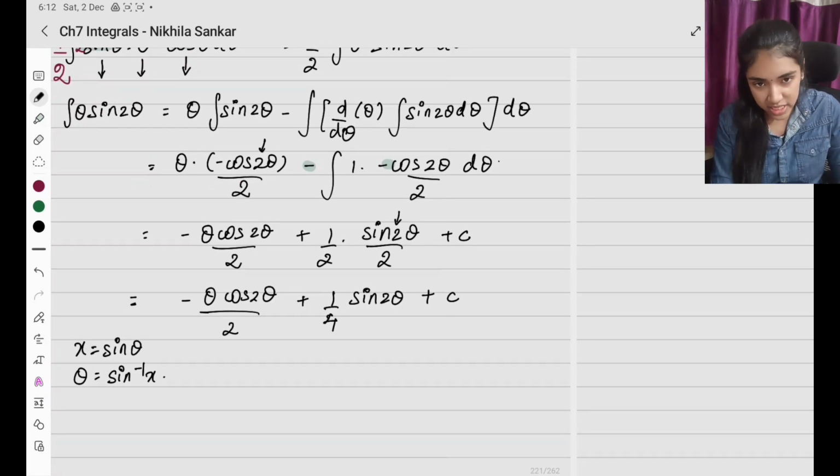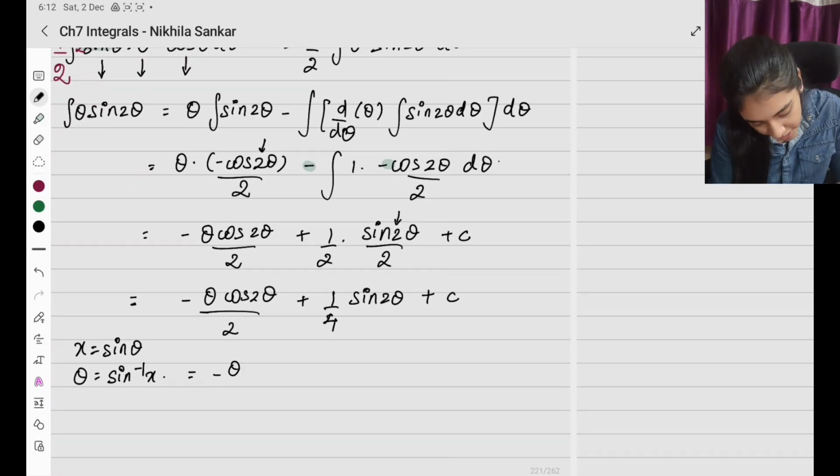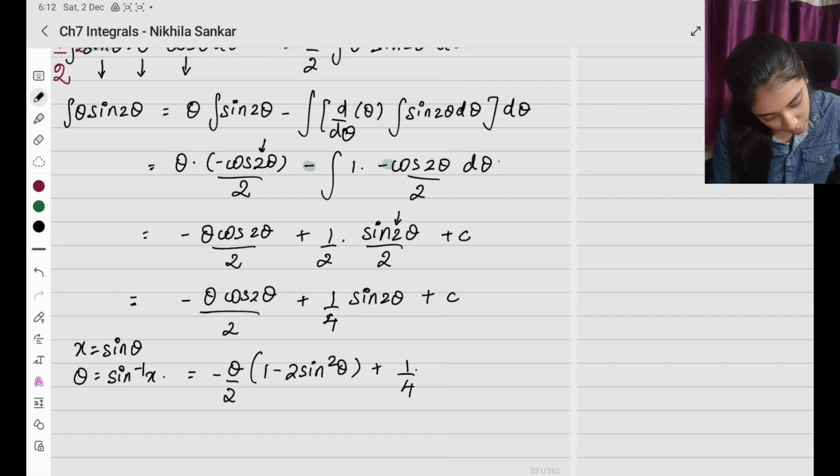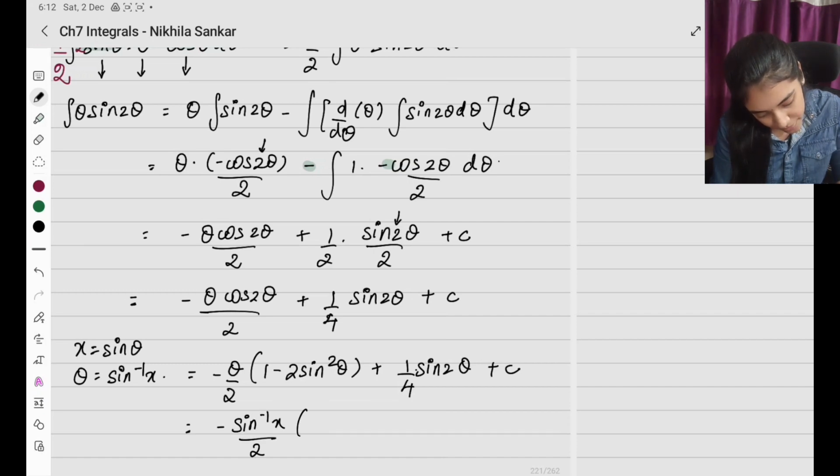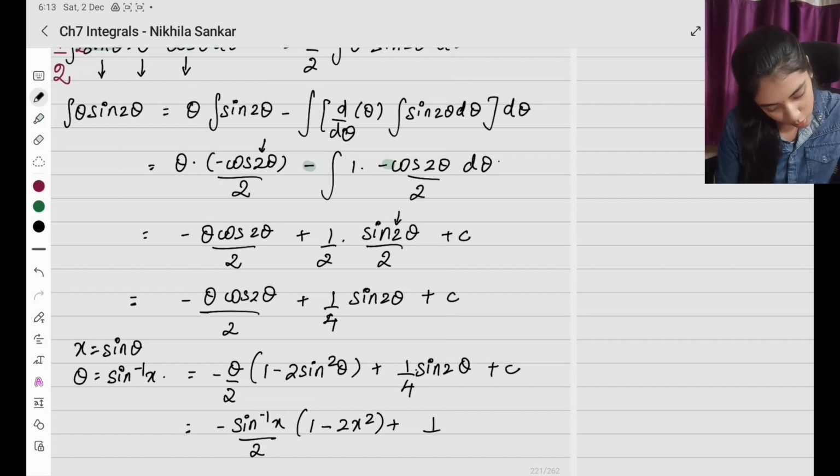I have cos 2 theta. So I can rewrite this as minus theta by 2 times cos 2 theta, which can be written as 1 minus 2 sin square theta, plus 1 by 4 times sin 2 theta plus c. So now I can substitute. So minus theta is going to be minus sin inverse of x divided by 2 times 1 minus 2 sin square theta, which is going to be 1 minus 2 x square, plus 1 by 4 sin of 2 times theta, and sin inverse of x, plus c.